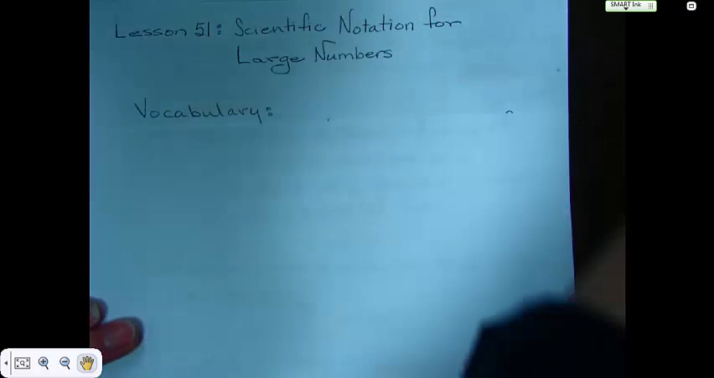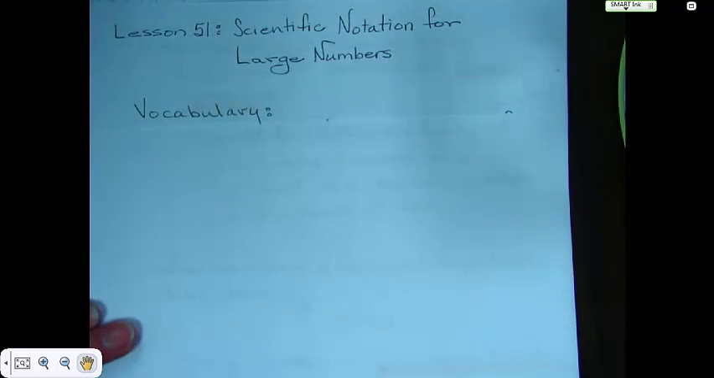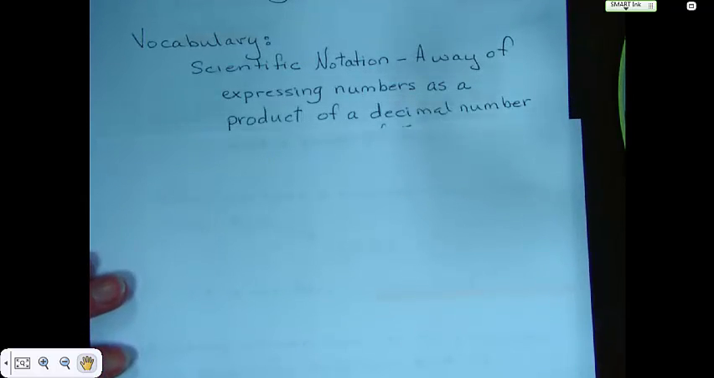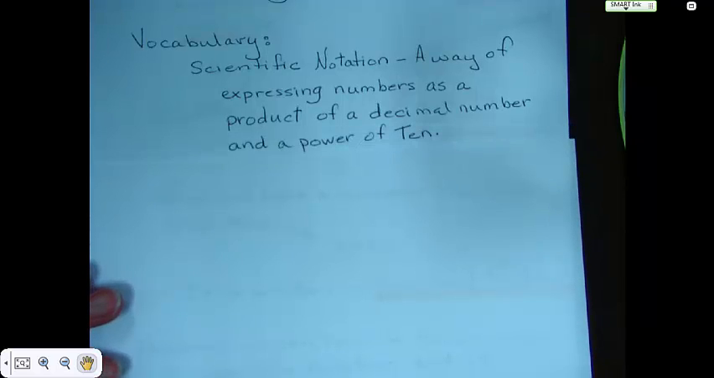The vocabulary that we need for today has to do with the word scientific notation. Scientific notation is a way of expressing numbers as a product of a decimal number and a power of 10.